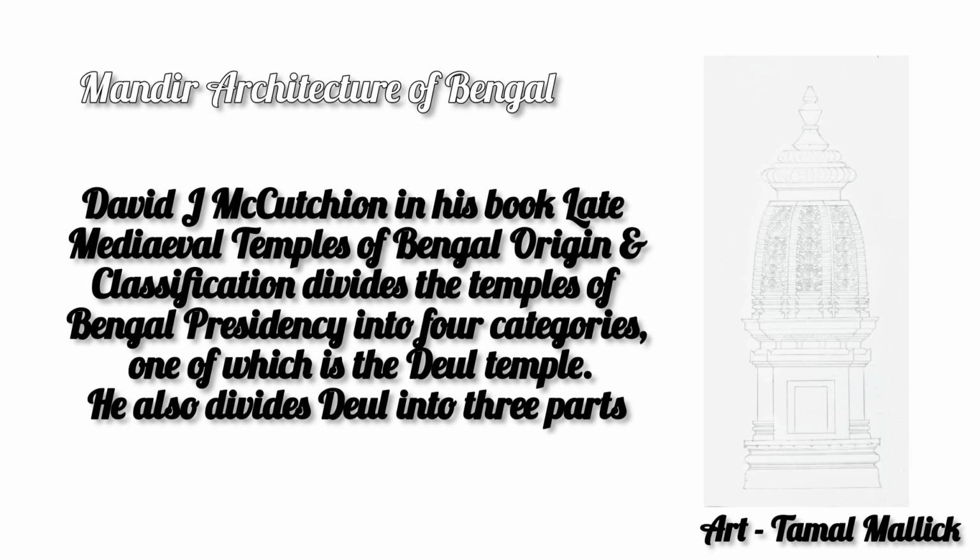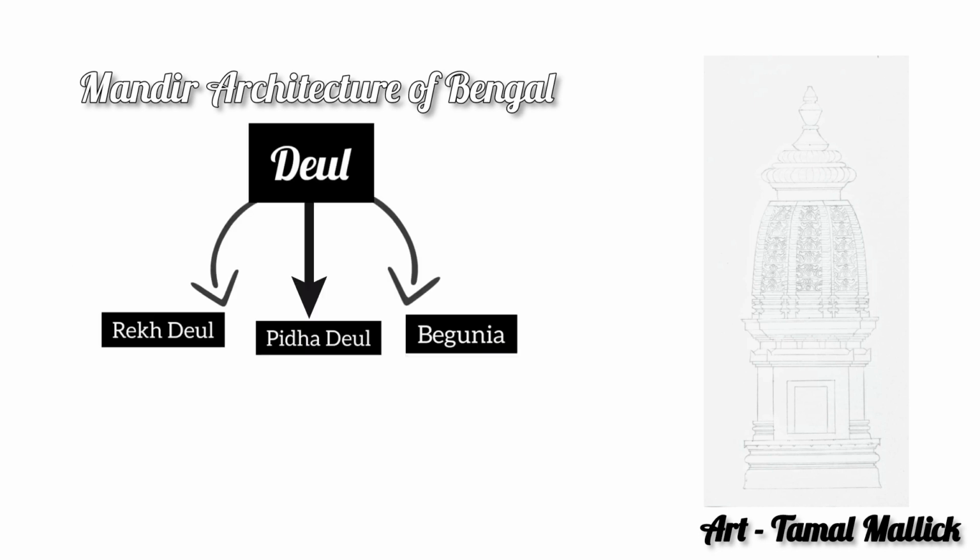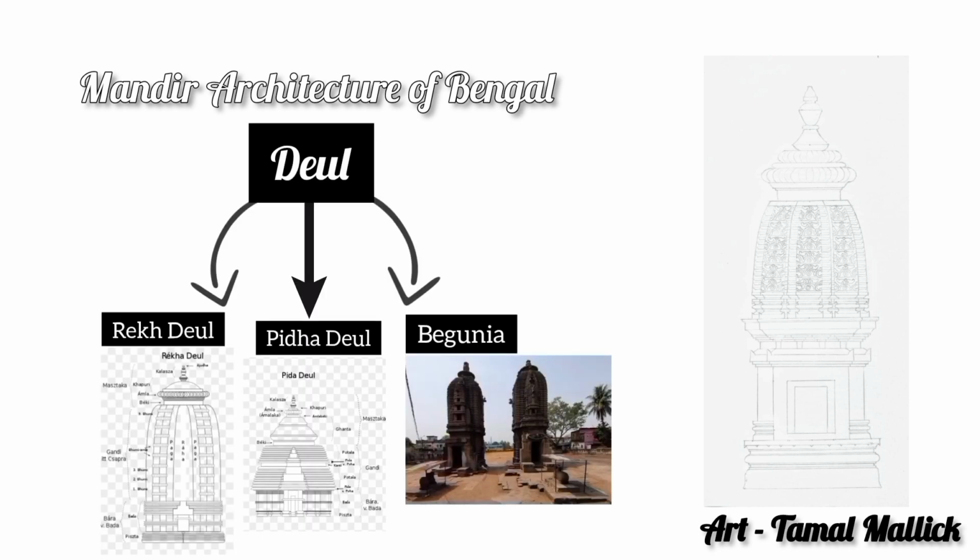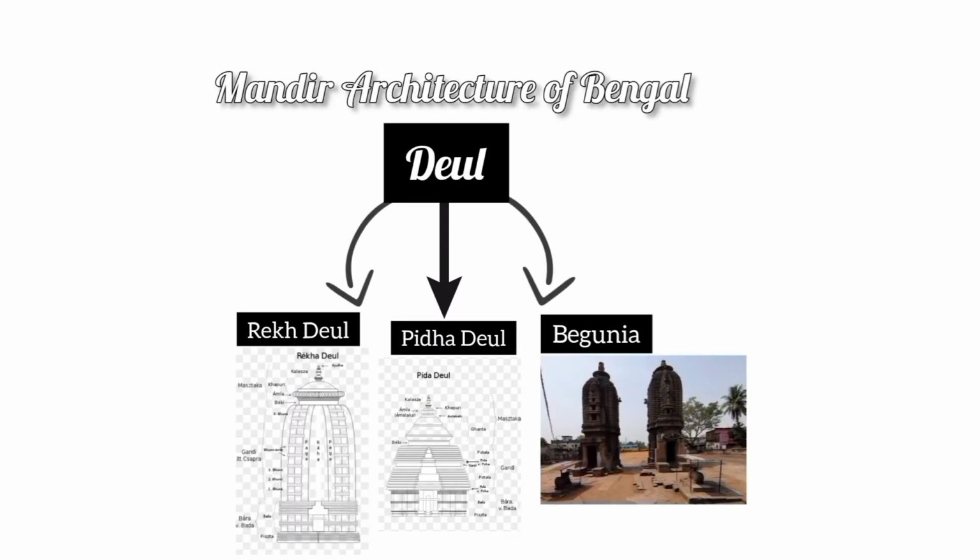McCutchion, in his book Late Medieval Temples of Bengal: Origin and Classification, divides the temples of Bengal Presidency into 4 categories, one of which is the Deul temple. He also divides Deul into 3 parts: Rekh Deul, Peeda Deul, Begunia.